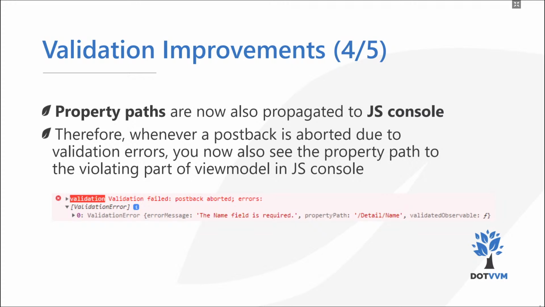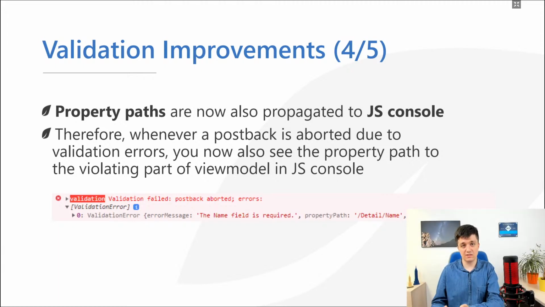So whenever, for example, a postback is cancelled due to some validation errors, you would also get these property paths so that you can just go straight and inspect the view model at that specific place to know what went wrong. Because these error messages on their own are not that great at describing what is the actual place inside a view model that has been violated. So I think that this is also a great addition.